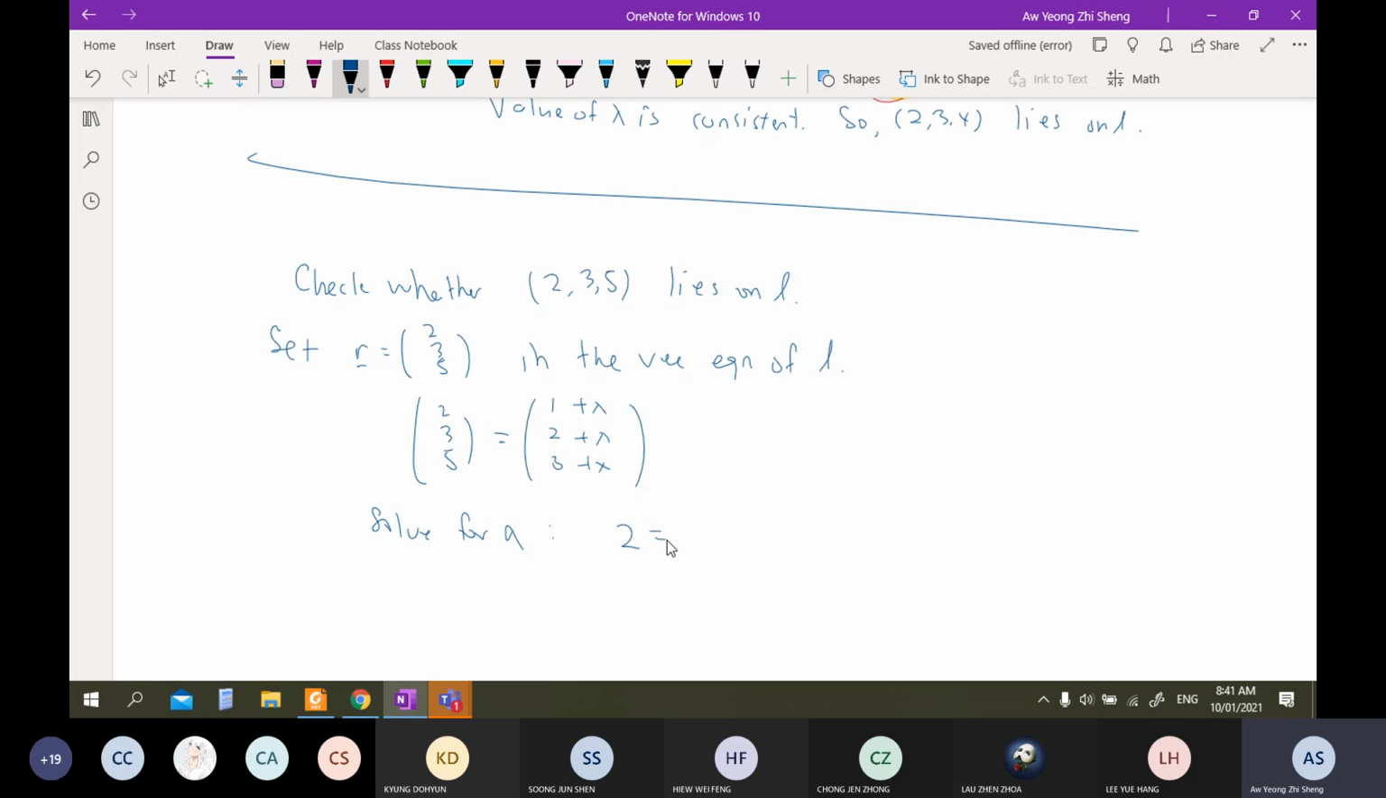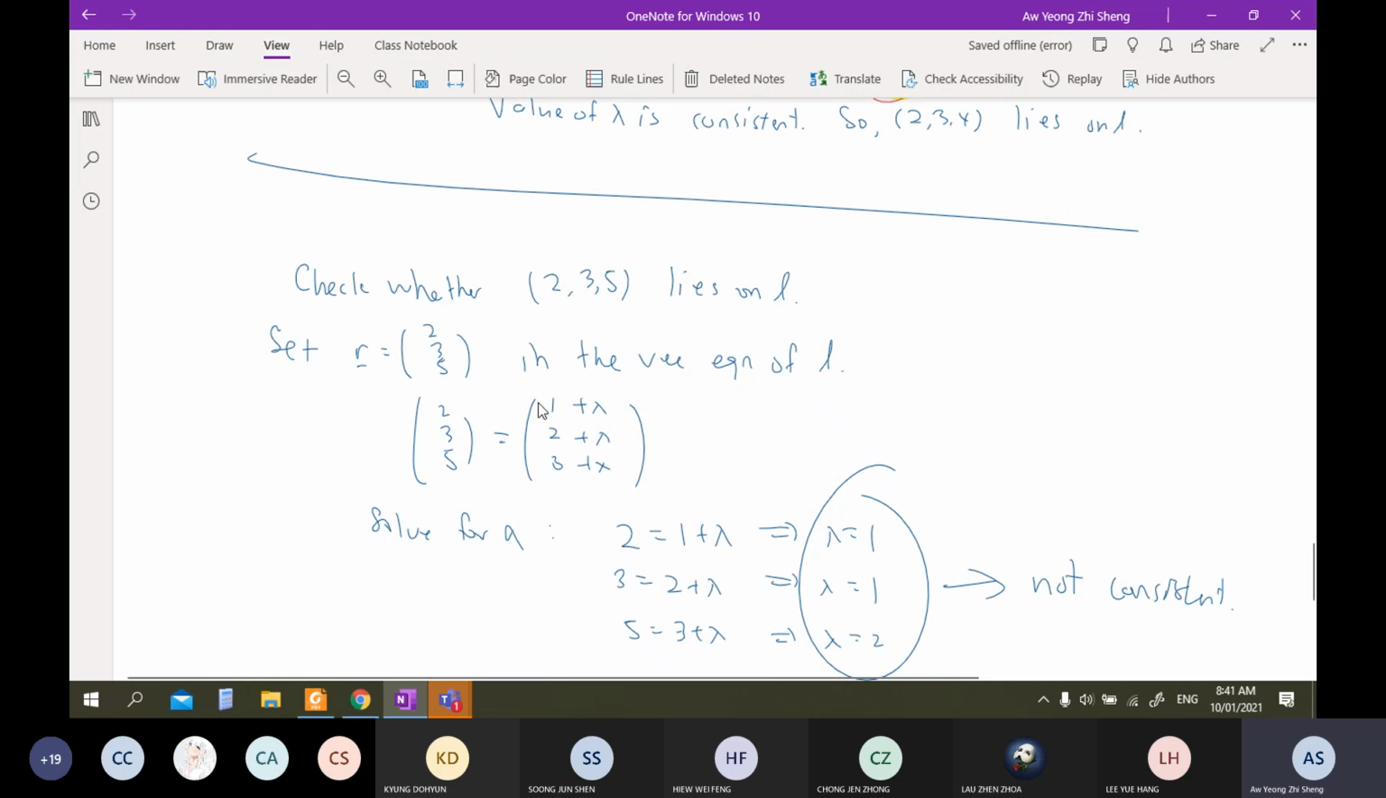you will get 2 equals 1 plus lambda, which means lambda equals 1. 3 equals 2 plus lambda, which means lambda equals 1. 5 equals 3 plus lambda, which means lambda equals 2. This one we say is not consistent.